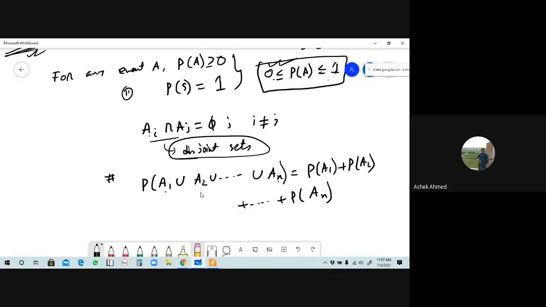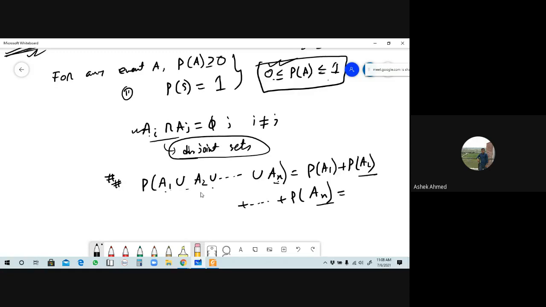For disjoint sets, you can say the probability of the union of all sets will be the sum of the probabilities of those sets. That is, probability of A1 union A2 up to AN will be probability of A1 plus probability of A2 plus dot dot dot plus probability of AN. Understand? Yes sir. This is a formula you must remember, only for disjoint sets.